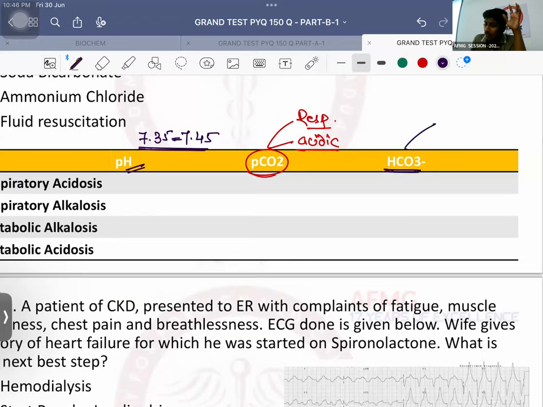Next, bicarbonates. Bicarbonates will tell us about the metabolic component. Bicarbonates are alkaline in nature, so if bicarbonates increase, there is alkalosis; if they decrease, there is acidosis. Normal PCO2 value is 40 millimeters of mercury, with a range of 35 to 45. The bicarbonate value is normally 22 to 26 milliequivalents per liter.